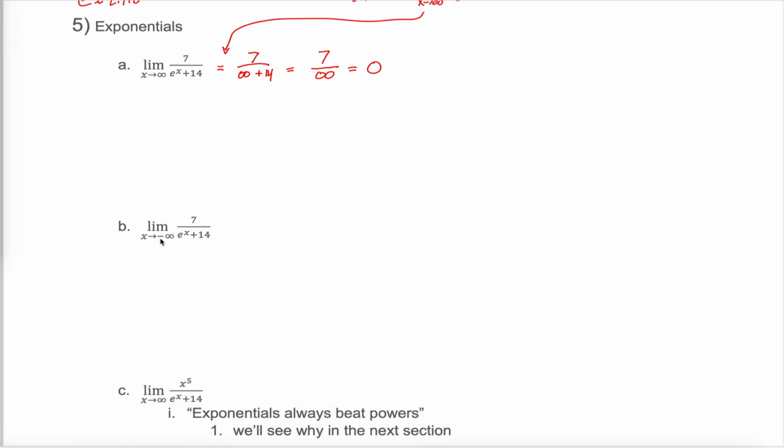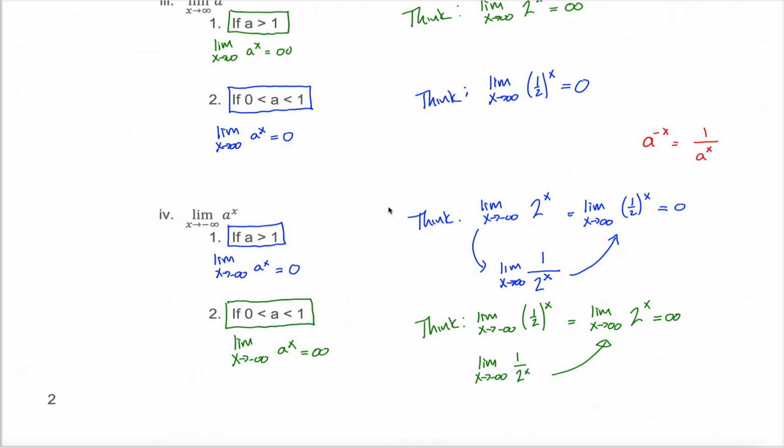The limit as x approaches negative infinity of 7 divided by e to the x plus 14. Well, again, the 7 doesn't have any x's in it, it's just a constant, so when I evaluate the limit, it remains a 7. The limit as x approaches negative infinity of e to the x is equal to 0. Wait, what? Where did that come from? Recall from the intro video that if your base is greater than 1, which it is because e is greater than 1, when we take the limit as x approaches negative infinity of that base raised up to the x power, we get 0 as our answer.